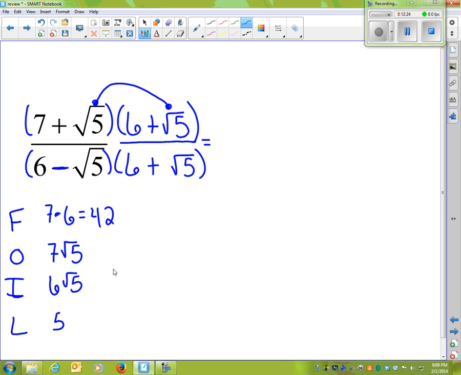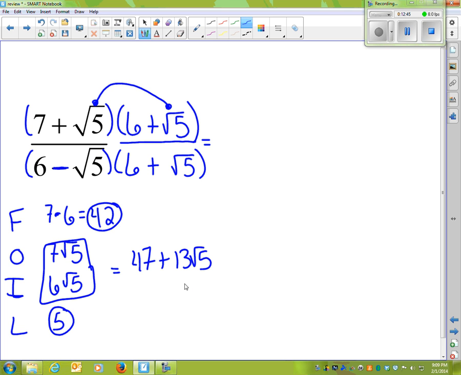Bringing them together, my numerator, I have 42 plus 5, because it's positive. 7 plus 6, because they're both positive. 13 radical 5.